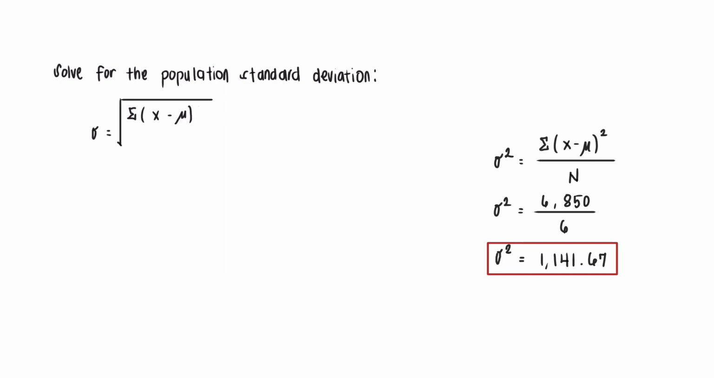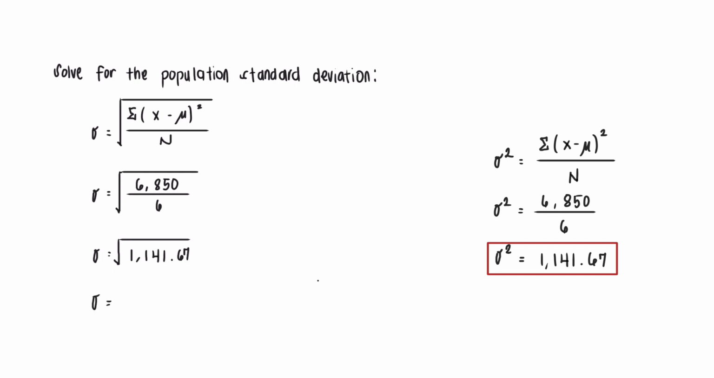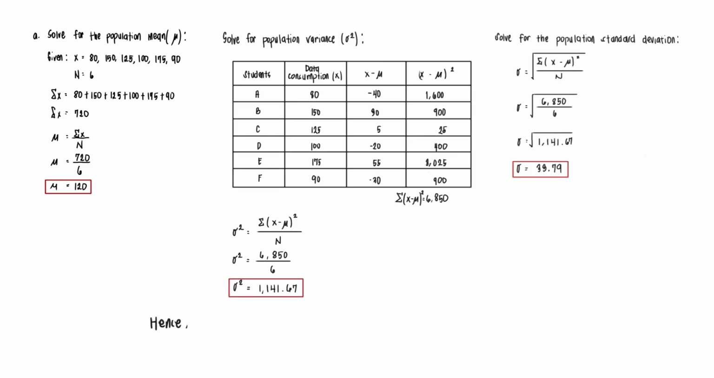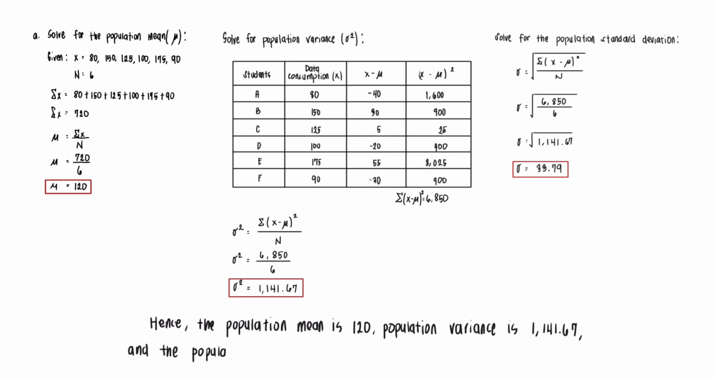So it is equal to 33.79. Which means that the answer for letter A is that the population mean is equal to 120, the population variance is 1,141.67, and the population standard deviation is 33.79.